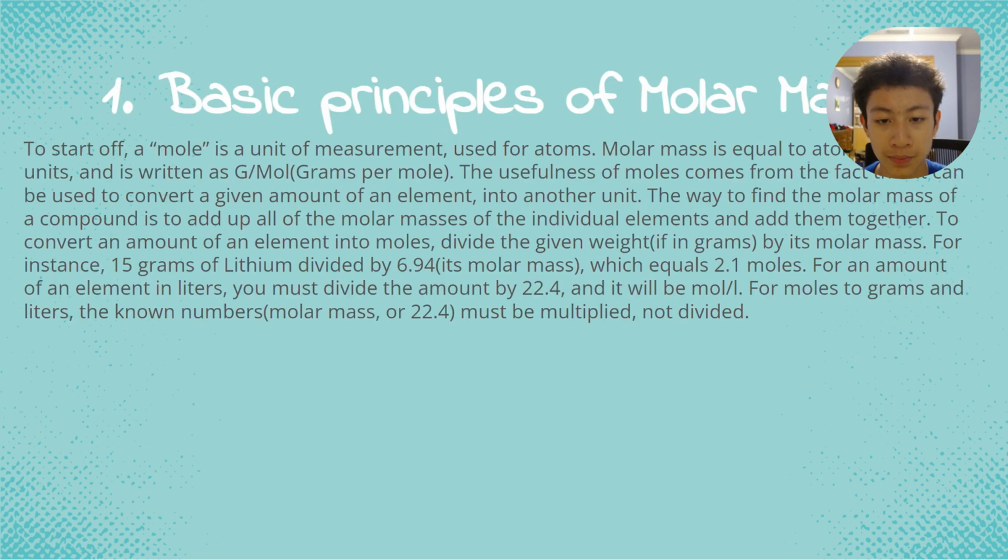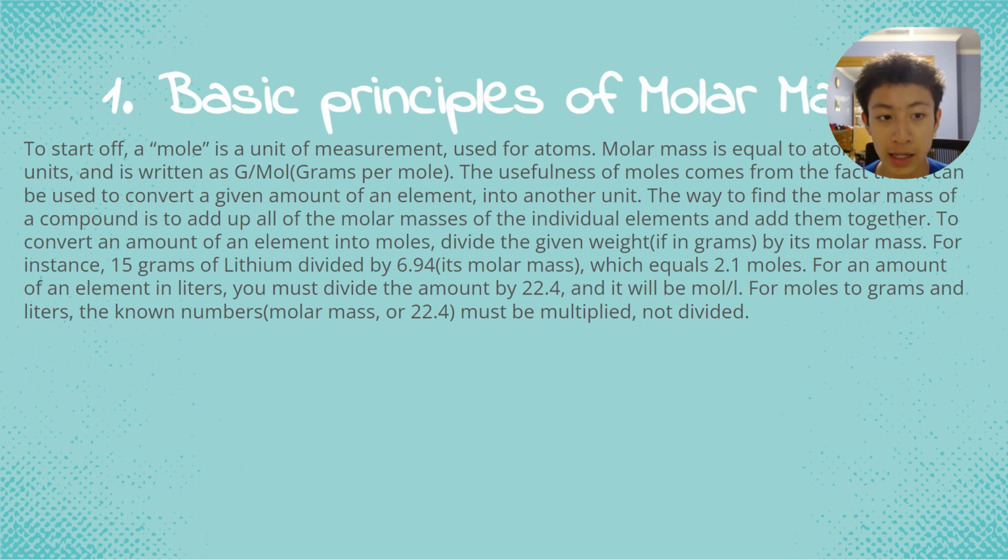Number 2. Molar mass. Number 1. Basic principles of molar mass. To start off, a mole is a unit of measurement used for atoms. A mole is equal to 1 atomic mass unit and is written as g/mol, grams per mole. The usefulness of moles comes from the fact that it can be used to convert a given amount of an element into another unit. The way to find the molar mass of a compound is to add up all of the molar masses of the individual elements.